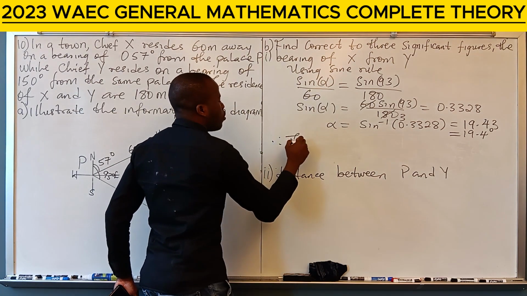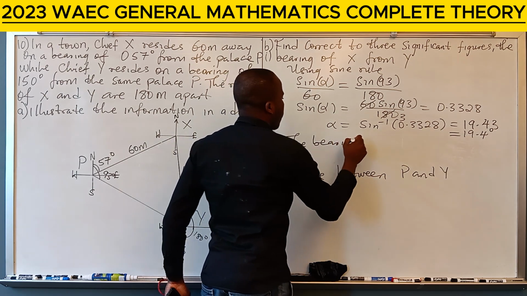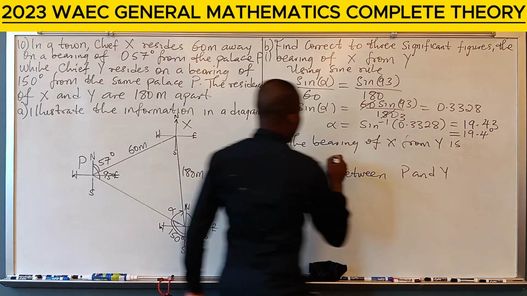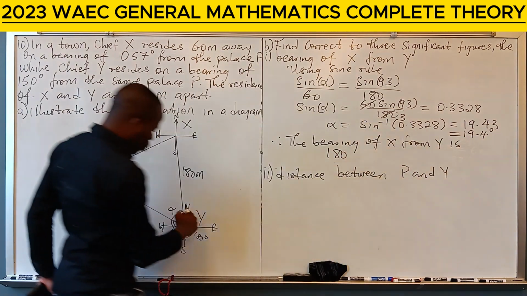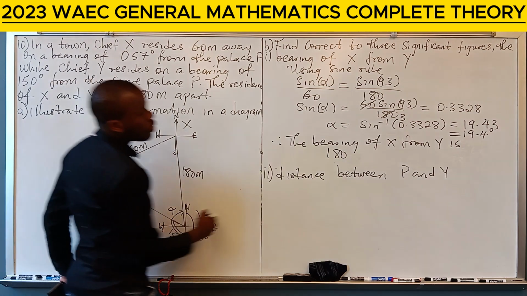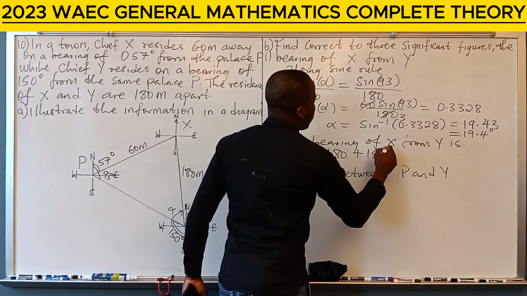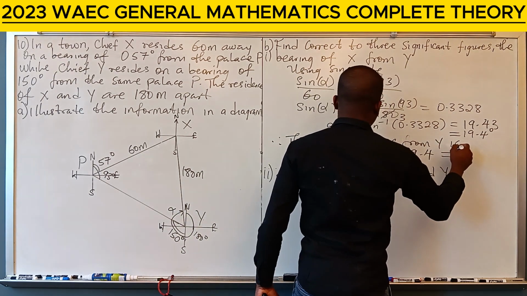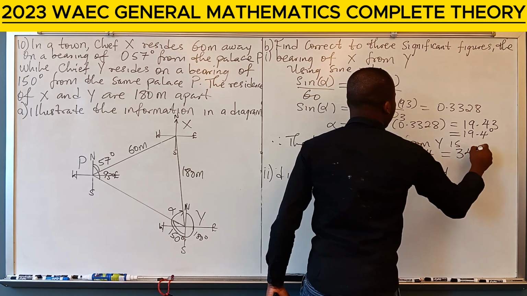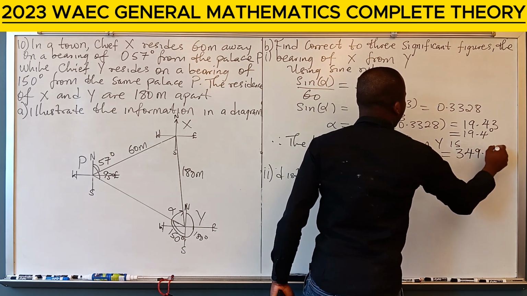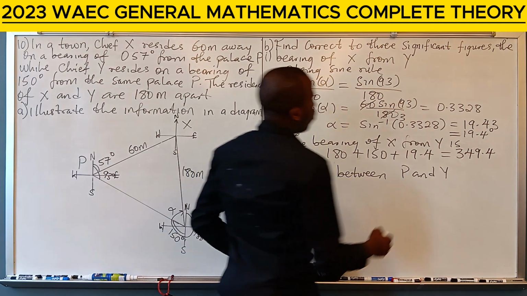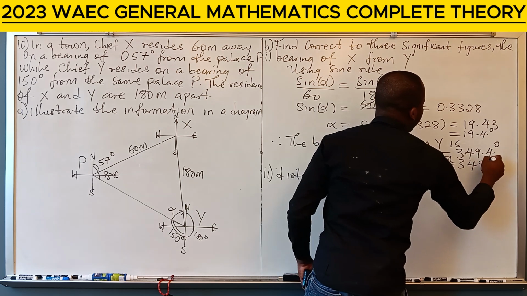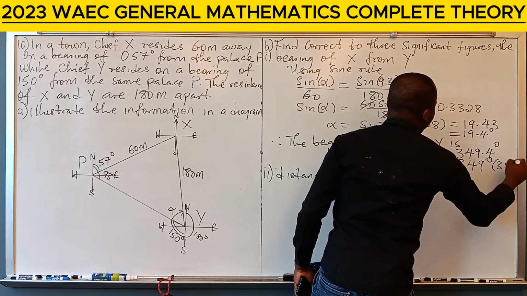Therefore, the bearing of X from Y is 180, which is this, plus 150 plus 19.4. If we sum this, we'll have 349.4 degrees. So 3 significant figures will be approximately 349 degrees to 3 SF.